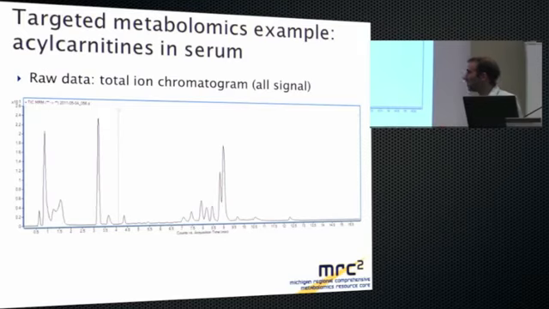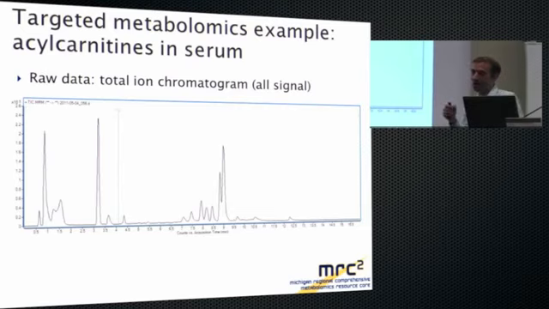So many of these peaks here are indeed acylcarnitines that we're interested in. And this was a tandem quadrupole instrument, so we had previously programmed the instrument to look specifically for the acylcarnitines. And so we have a relatively clean spectrum. We can say that a lot of these peaks are indeed acylcarnitines.